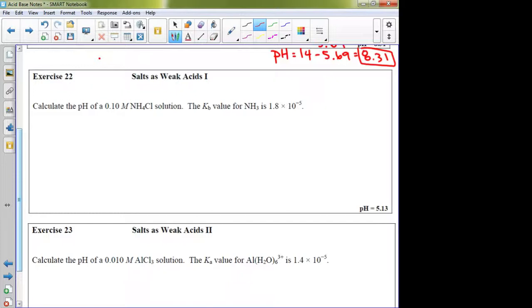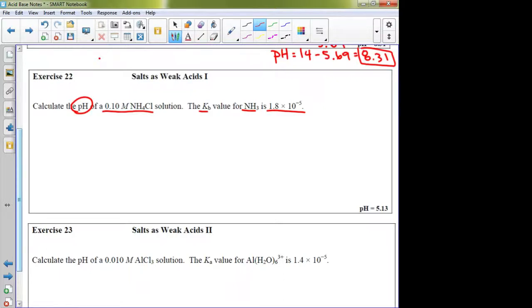Exercise 22 says calculate the pH of a 0.10 molar NH4Cl solution, and the Kb value for NH3 is 1.8 times 10 to the negative 5th. Okay.